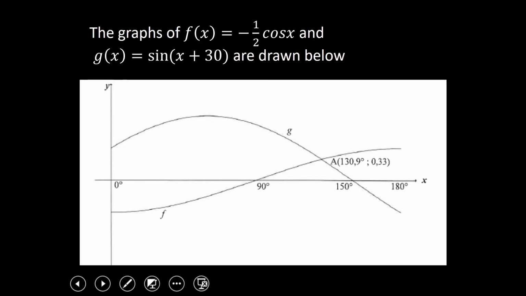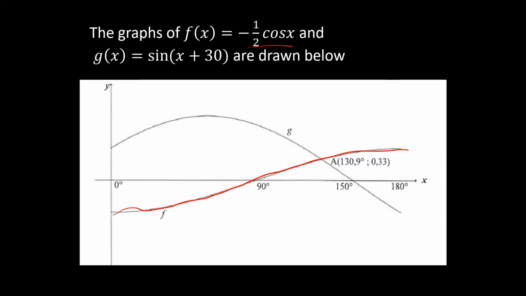So here you're given the graphs of f of x is equal to minus a half cos x. All right, so let's identify f. There it is, and let's try and trace it out in red. Okay, so we keep an eye on the graph of f, which is in red. So it's given by f of x is equal to minus a half cos x.